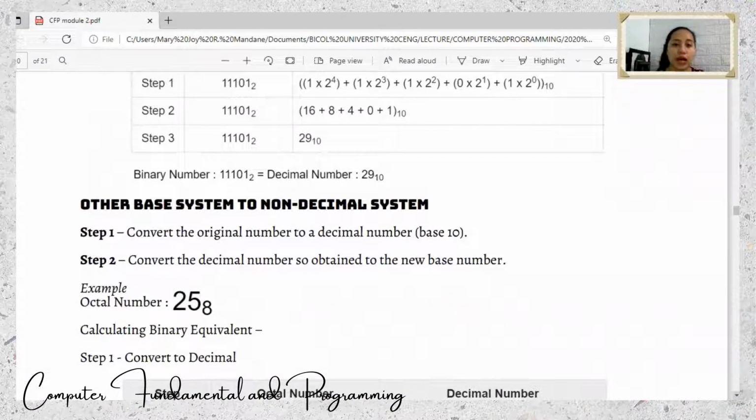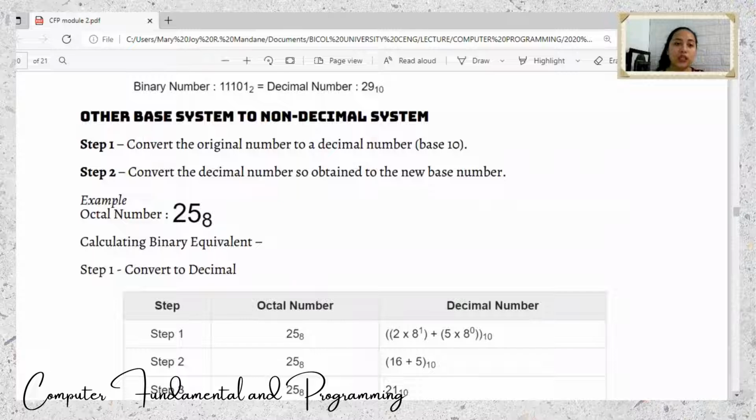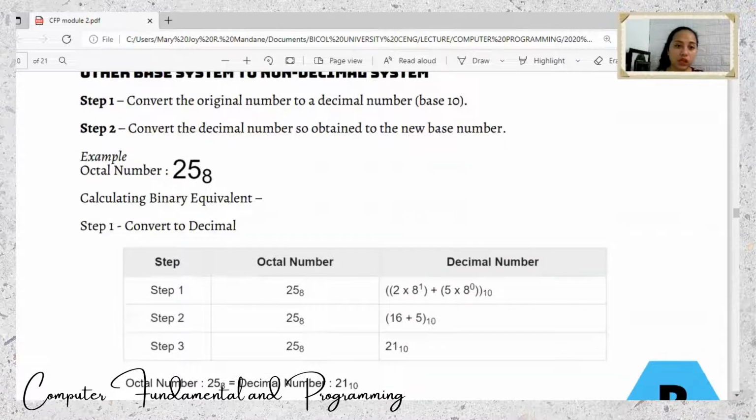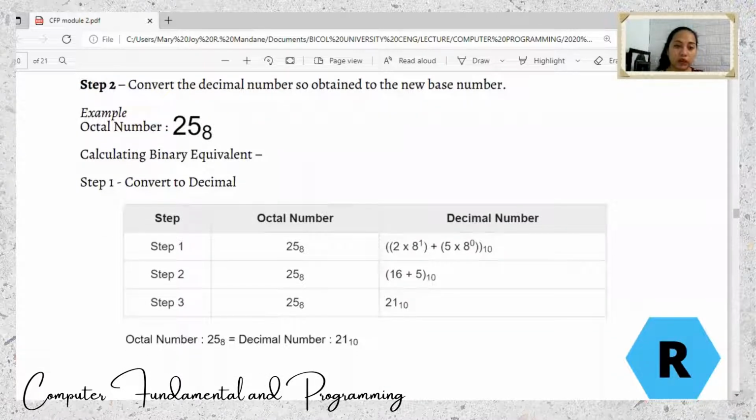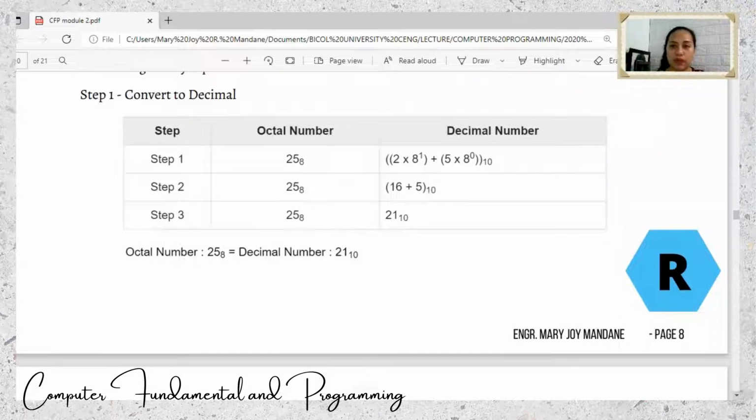Then, other base to non-decimal system. Step 1, you should convert the original number to a decimal number base 10 and convert the decimal number obtained to the new base number. So, octal number 25, calculating the binary equivalent. Okay, katulad pa rin to ng kaninang pinakita ko. So, this is just a review.